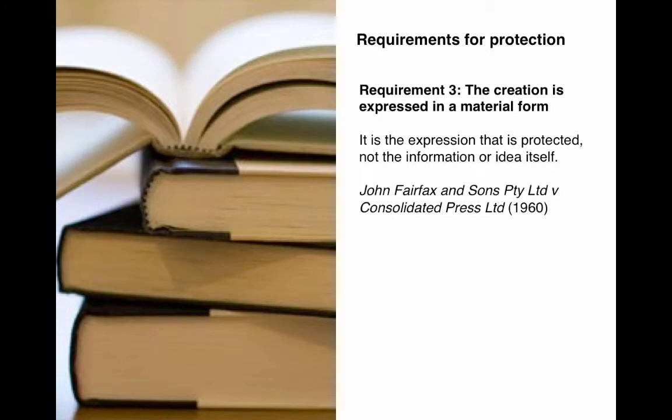In John Fairfax and Sons and Consolidated Press from 1960, the court had to resolve a copyright dispute between 2 newspapers. The Daily Telegraph copied and published birth and death notices from the Sydney Morning Herald. The Sydney Morning Herald obtained an injunction prohibiting the Telegraph from doing so, and so the Telegraph instead published notices that used the information from the Herald's notices, but using a different wording and a different format. The court decided that the injunction had not been infringed. The Herald only owned copyright in the way the information was expressed, its wording and its layout, not in the information itself.